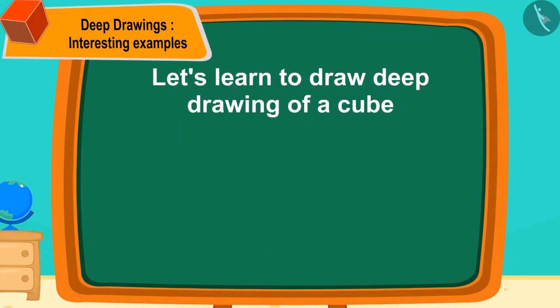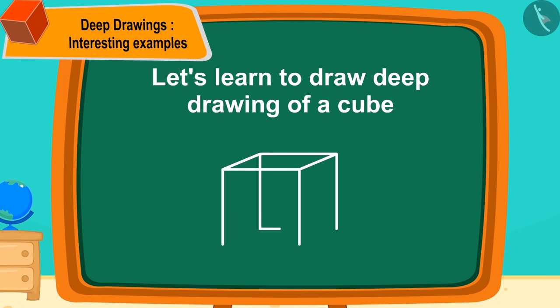Chanda drew four vertical lines like this on a paper first. Then she connected the ends of those lines like this. It became a deep drawing of a cube.